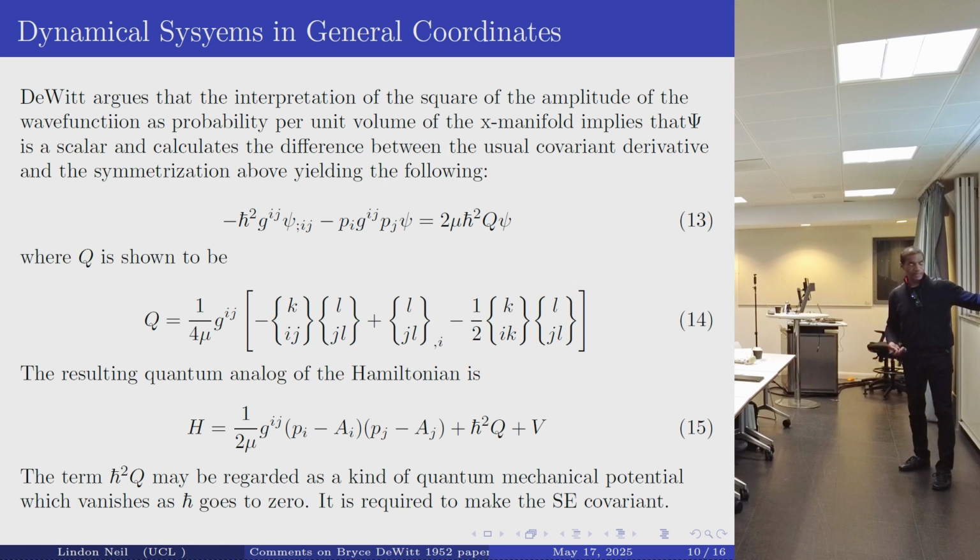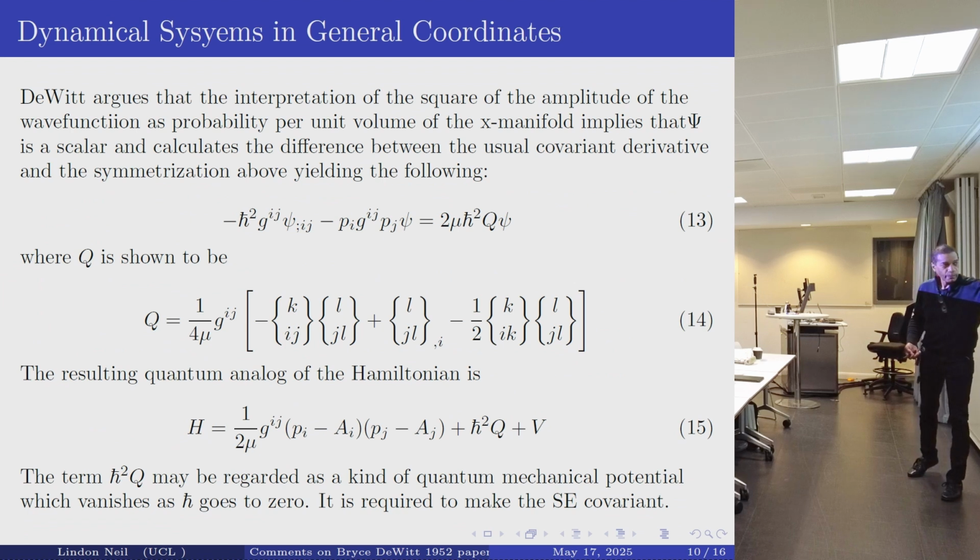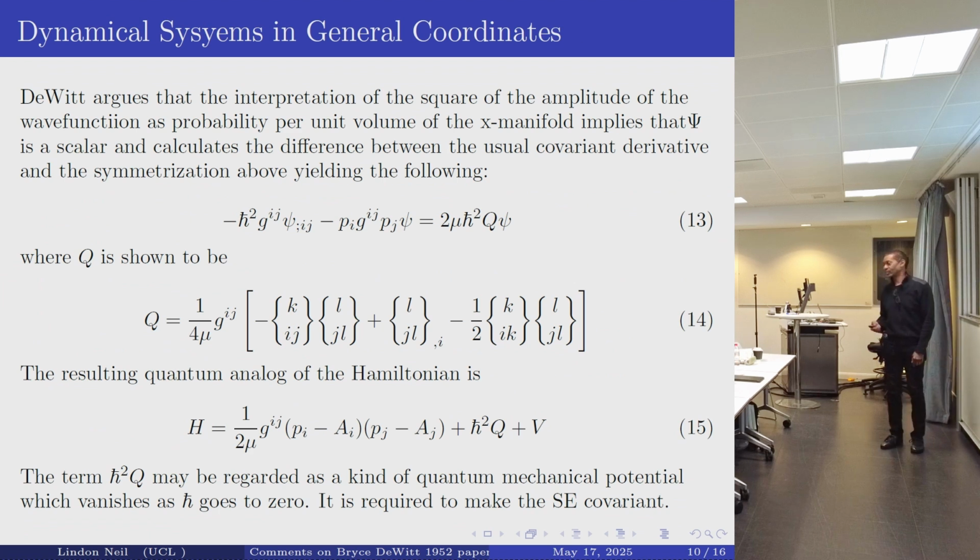When you move from your Lagrangian to your Hamiltonian, this is the form that you end up with, which looks very similar to what you would expect classically, plus the classical potential, but then the extra term, h bar squared Q, looks suspiciously like Bohm's term. The question here. Yeah, go for it.